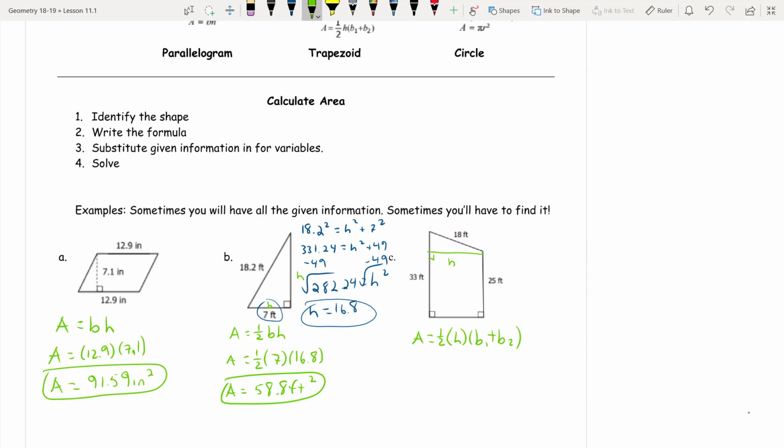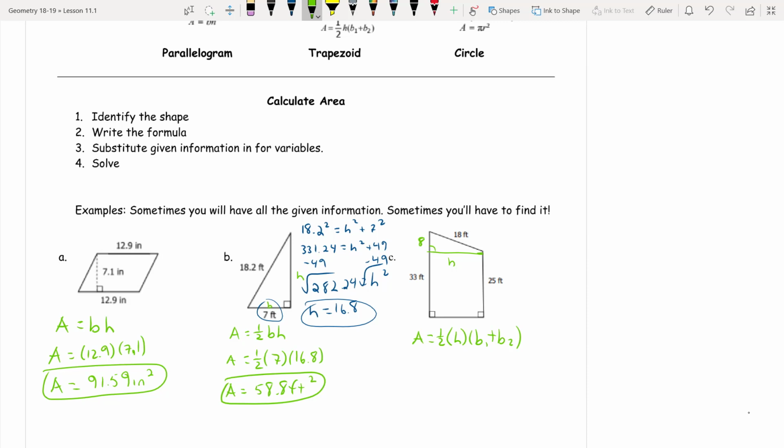And what it really does is it creates a right triangle for me when I draw that in, even though I kind of missed the line over here. And if we look closely, the base on the right hand side is 25, and this base here is 33. So there's a difference of 8 feet there when I draw that height in. So I can use that to find my missing height in order to find the area.